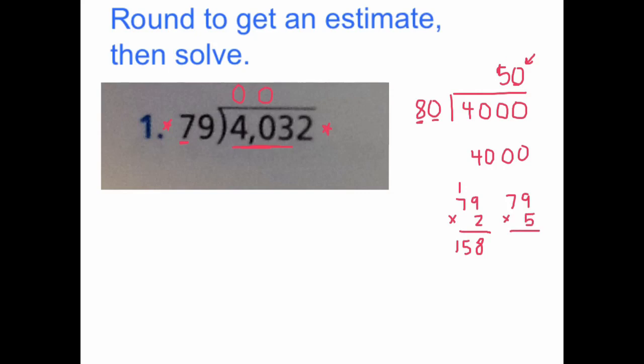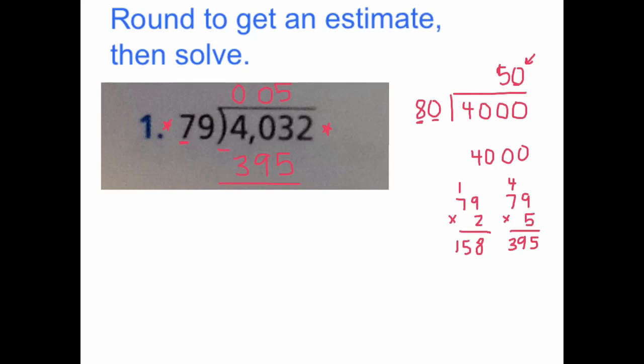5 times 9 is 45. And then 5 times 7 is 35, plus 4 is 395. Excellent. That's as close as I'm going to get to 403. So I know 79 goes into 403 5 times, because 79 times 5 gets me 395. Now, just like the regular math we've been doing with one-digit divisors, we go ahead and subtract.